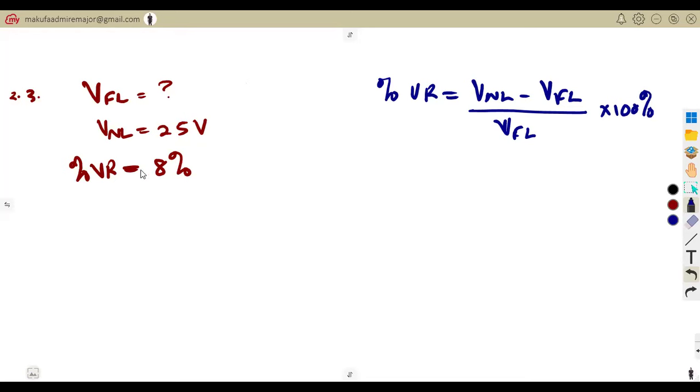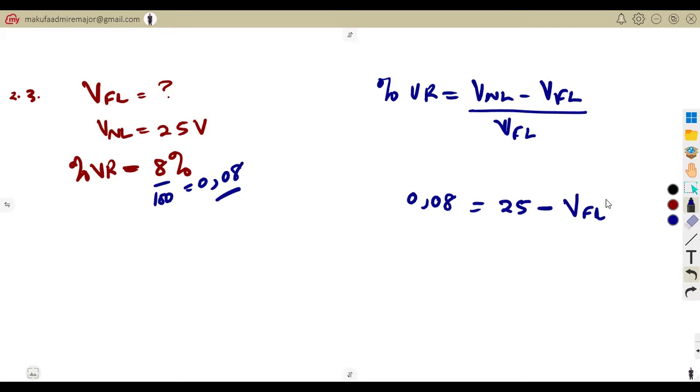But to remove the percentage, just write it as a decimal: divide by 100, which gives us 0.08. So it's a decimal that you are using there. The voltage at no load we are given, that is 25. What about the voltage at full load? We do not have it, so this is the one we are supposed to calculate, VL.